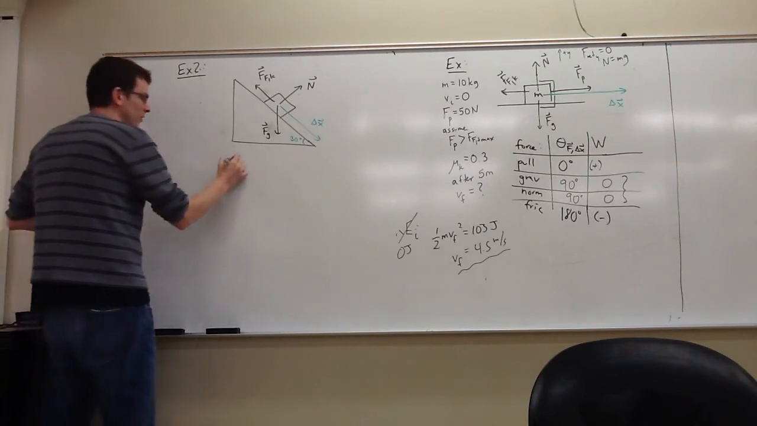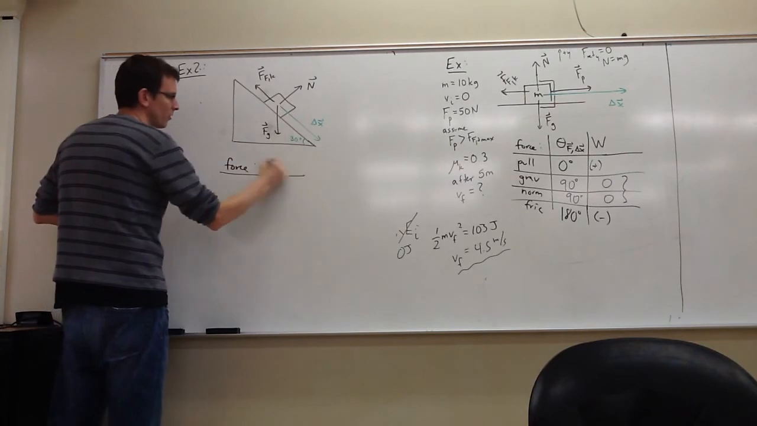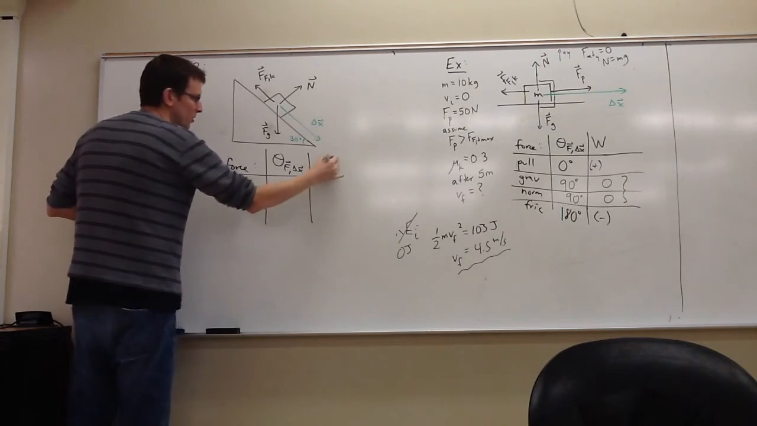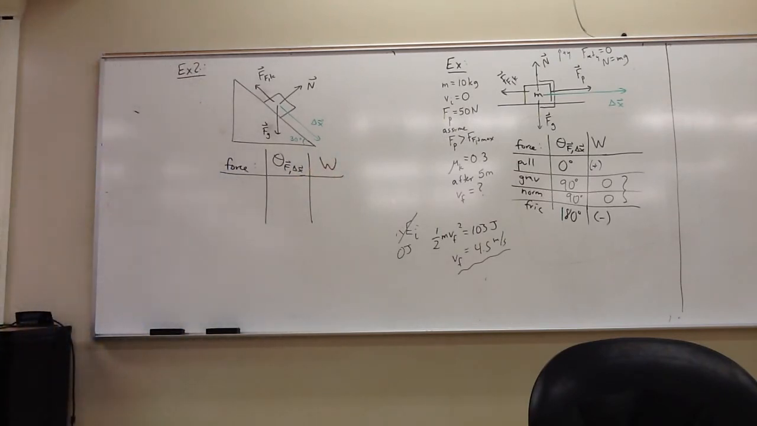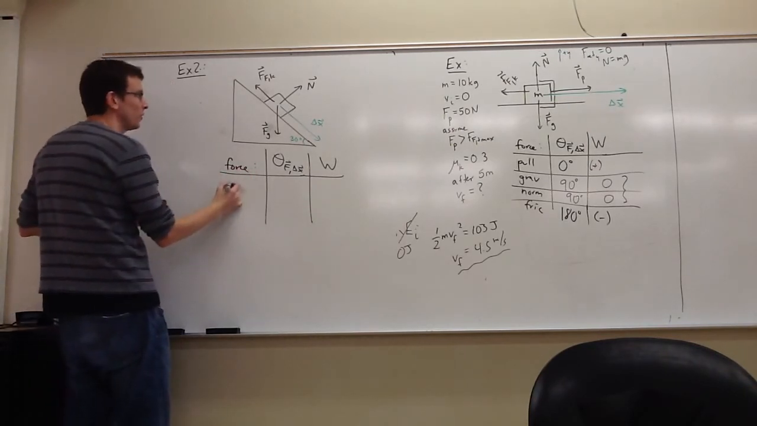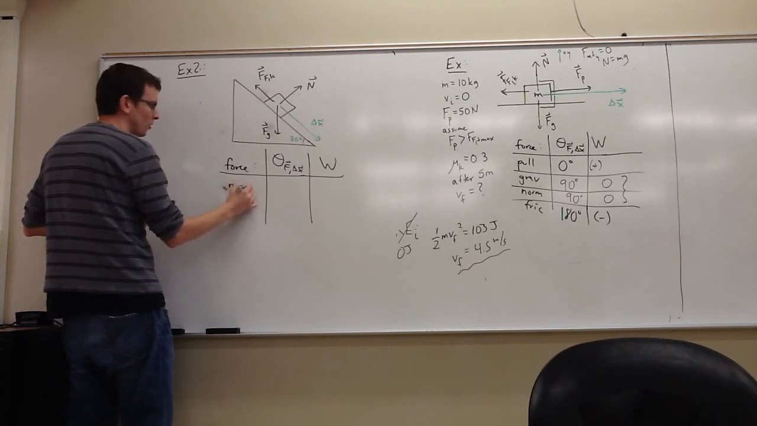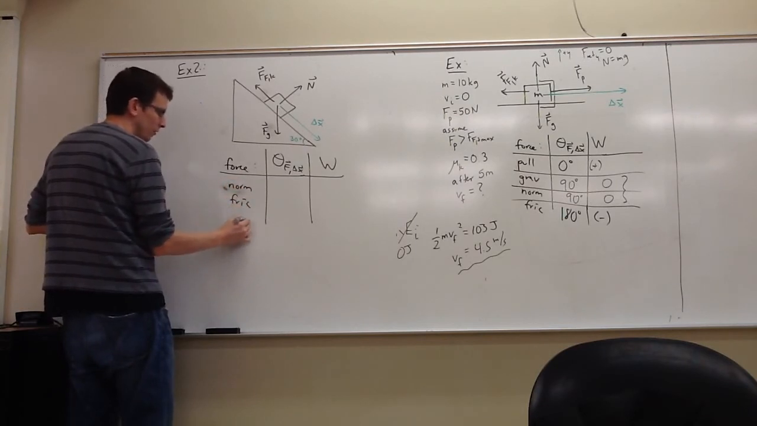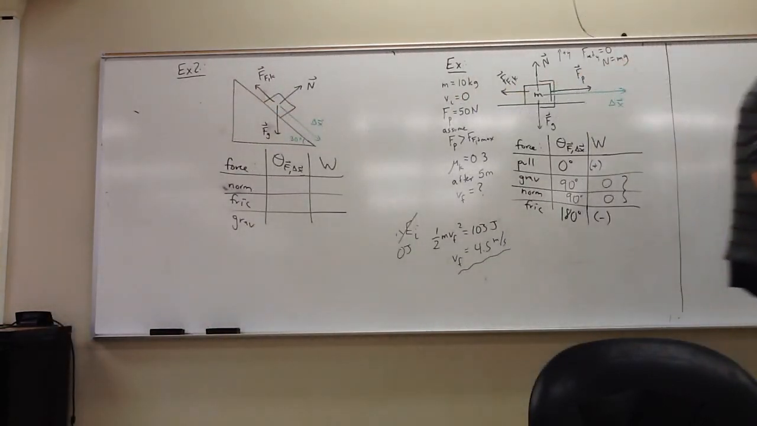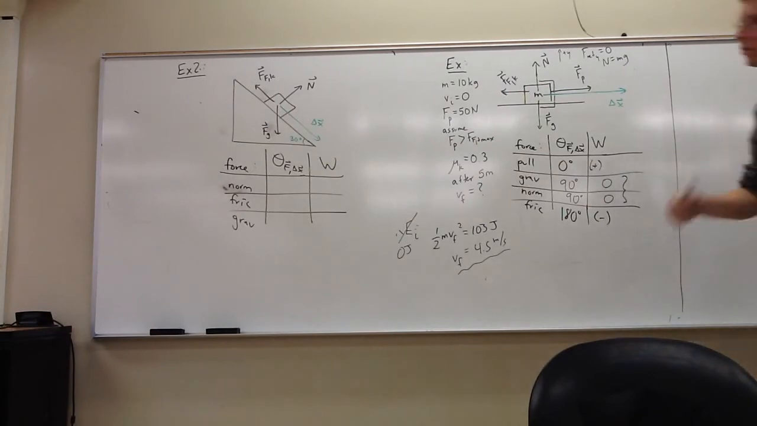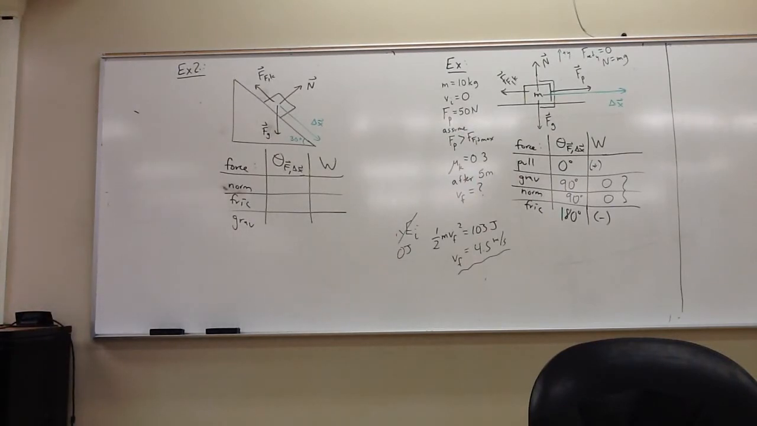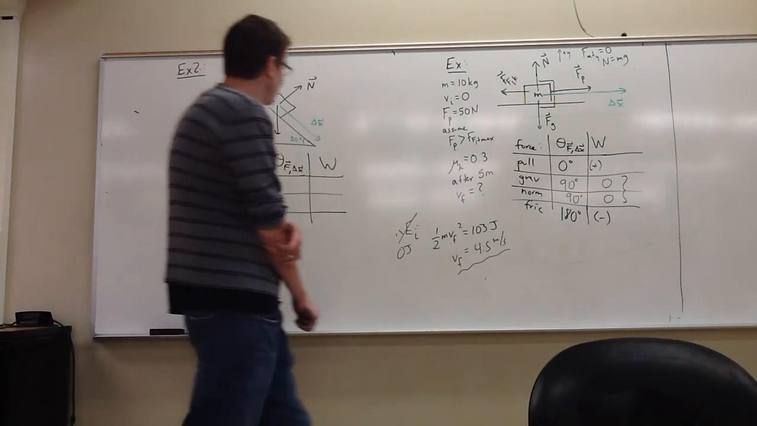So let's do the same deal. I name the force, identify the appropriate theta that'll go into the work formula, and make predictions about the sign of the work. So we have normal force, friction, and gravity. To get the angle that goes in the work formula, you have to imagine each force in turn, tail to tail with the displacement.